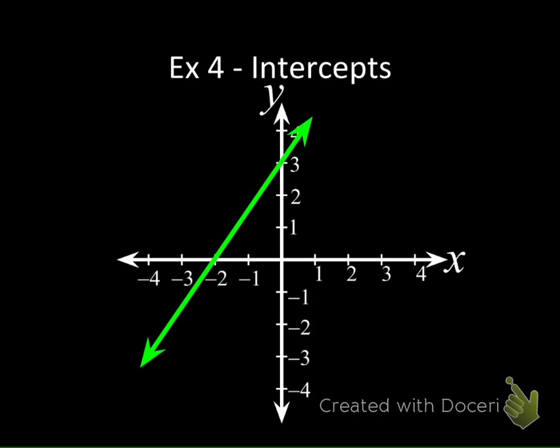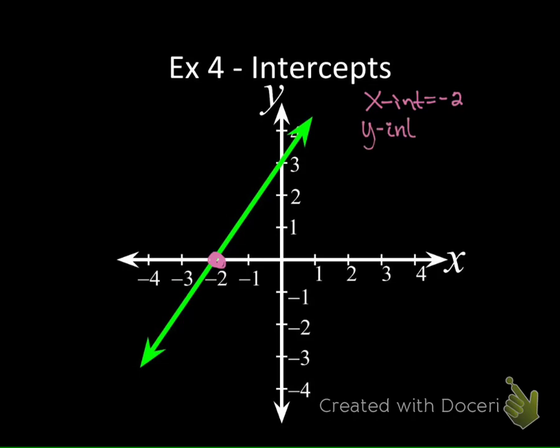All right, so here we go. The first thing I want is the x-intercept. So where does this line cross my x-axis? -2, right here. My x-axis is -2. Okay?